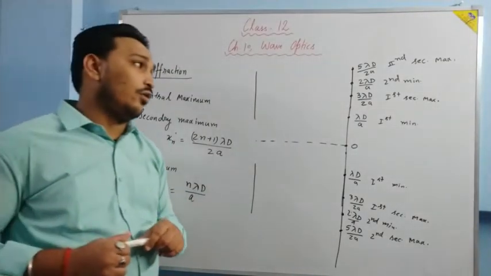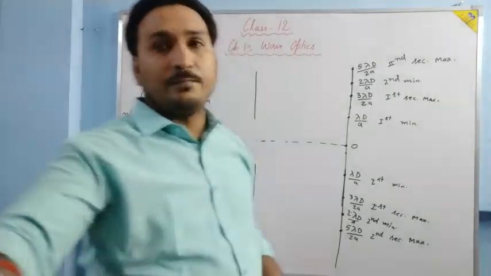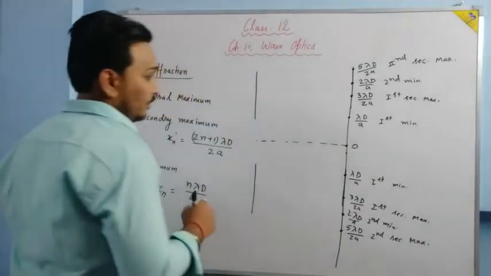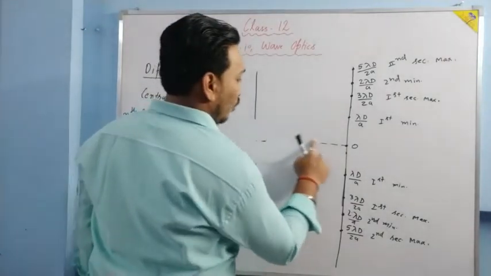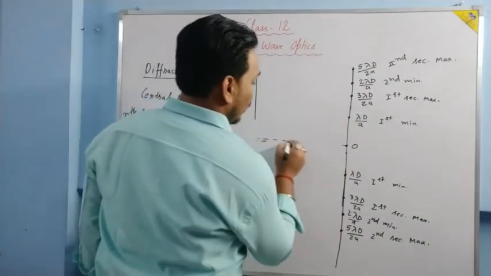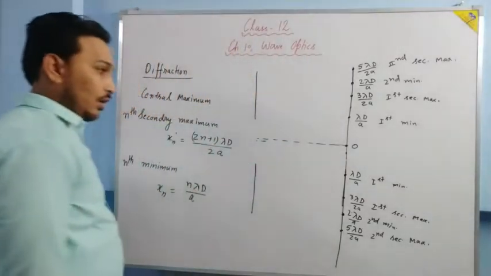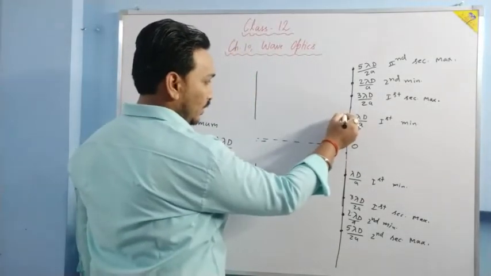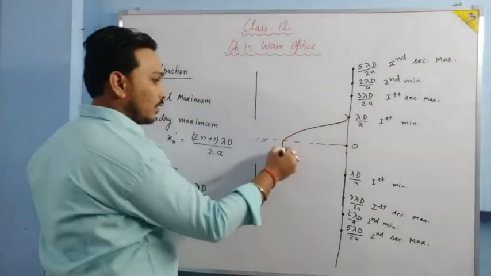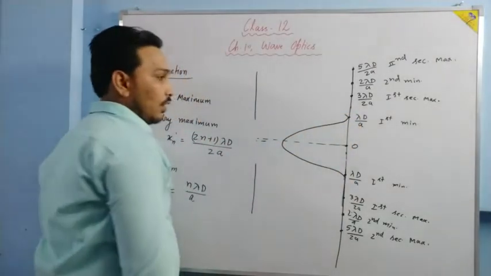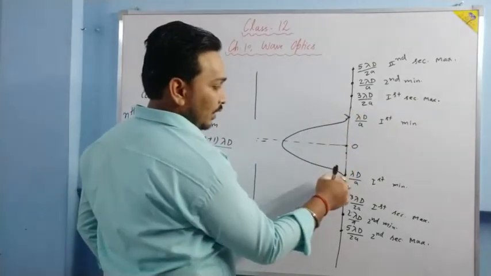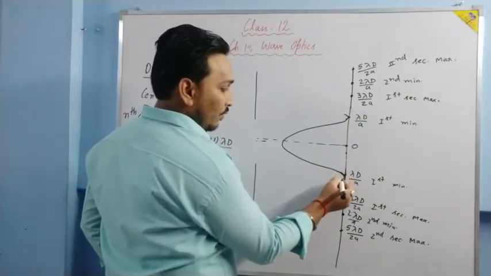With the help of this, if we want to draw the graph, then at point O the central maximum is formed. At this point a minimum is formed. So how will the graph go? The graph will go like this. At this point a minimum is formed, the intensity of light is minimum. It will be 0. Here we have a dark value.